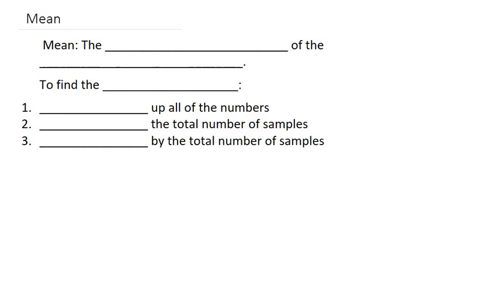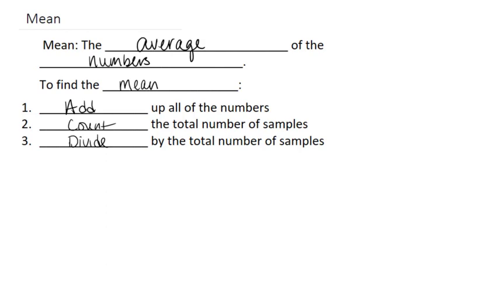Mean? Mean is the average of the numbers. To find the mean, what we do, we will add up all the numbers. We're going to count the total number of samples, and then we're going to divide by the total number of samples. So let's go look at an example to see how we can do this then.